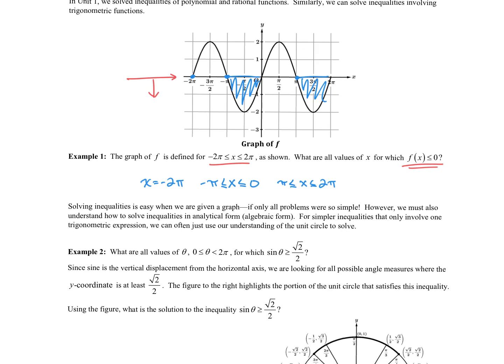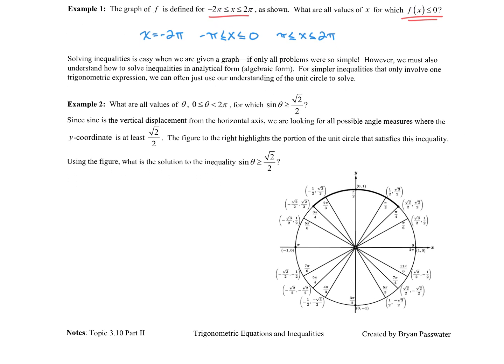Solving inequalities is easy when we are given a graph. Right? If only all problems were so simple. However, we must also understand how to solve inequalities in analytical form, algebraic form. For simpler inequalities that only involve one trigonometric expression, we can often just use our understanding of the unit circle to solve.